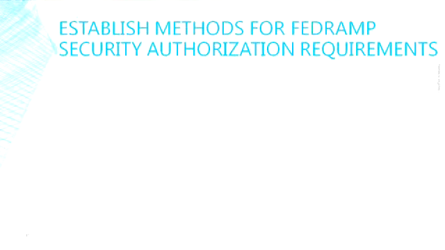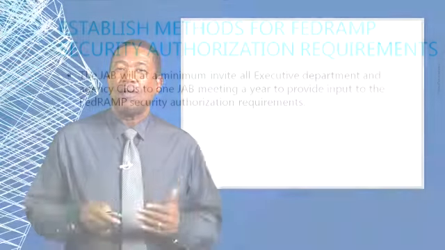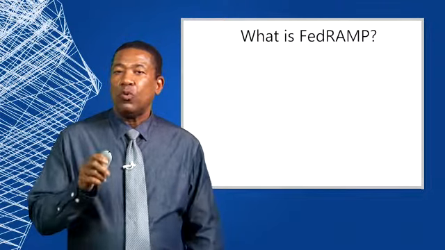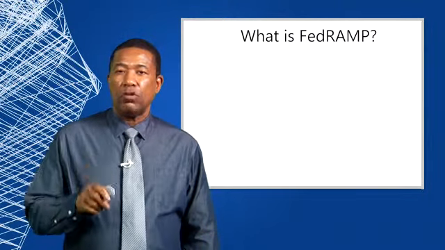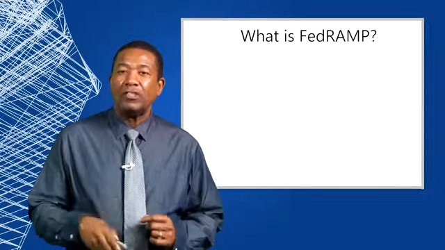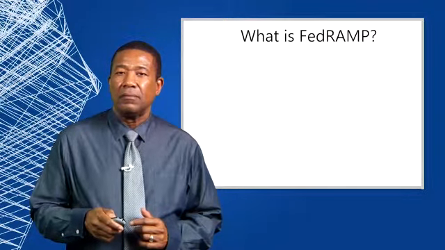At a minimum, the Joint Authorization Board must invite all executive department and agency CIOs to one JAB meeting a year in order to provide input to the FedRAMP security authorization process. The JAB will work with the FedRAMP Program Management Office to establish methods for regular input by all executive departments and agencies.